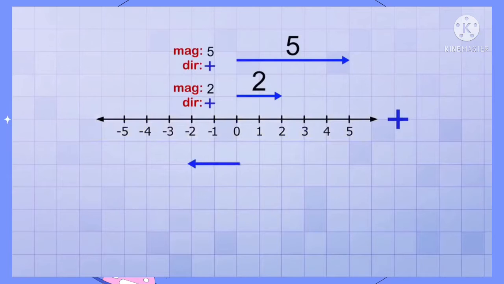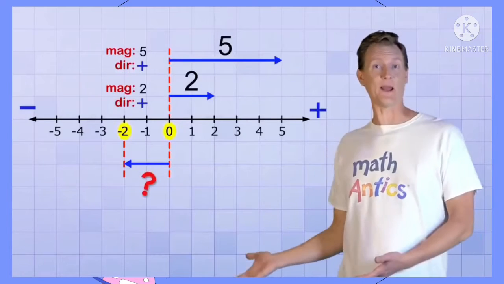But what about this vector here? It starts at 0, like our other vectors do, but it ends at -2. And the arrow indicates that it's pointing in the exact opposite direction from the other two vectors. It's pointing to the left or in the negative direction of the number line. So what do you think its magnitude is?